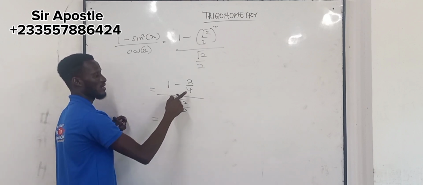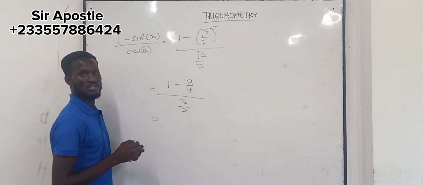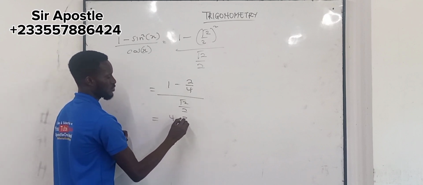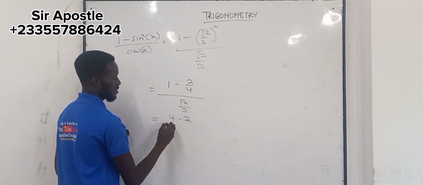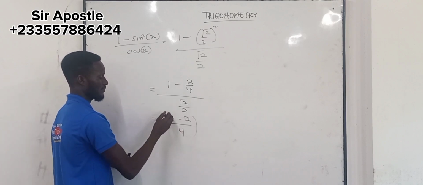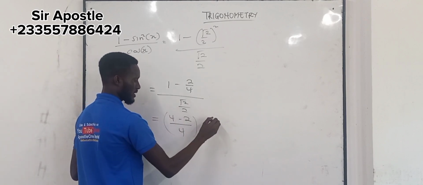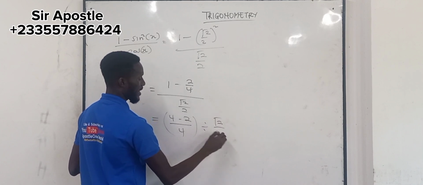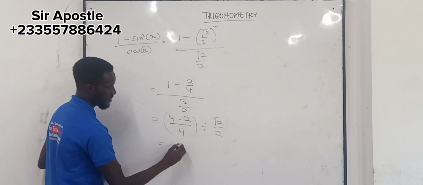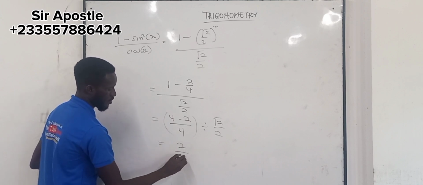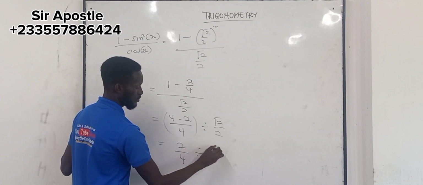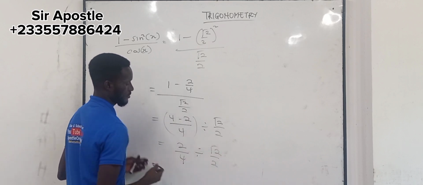Now, with the top one, the LCM will be 4. So 4 will multiply the 1. We're going to get 4 minus 2, all divided by 4. Now, this one is the numerator, divided by the denominator, root 2 divided by 2. Now 4 minus 2 will give us 2 over 4 divided by root 2 out of 2.